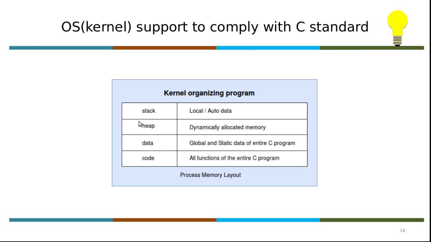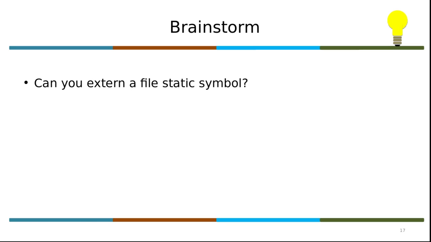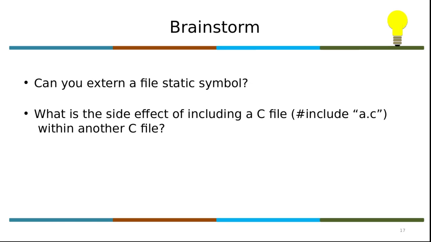Next, after this session let us try to answer these questions. Can you extern a file static symbol? That means, can you apply an extern to a file static symbol? I just want you to experiment, figure it out, and reason out why it can't, from a design perspective. If you want to provide a language, is it viable? And normally this is what we have seen: people have a habit of including a C file within a C file. Instead of compiling separately, they include a C file within a C file so that they build only one C file.